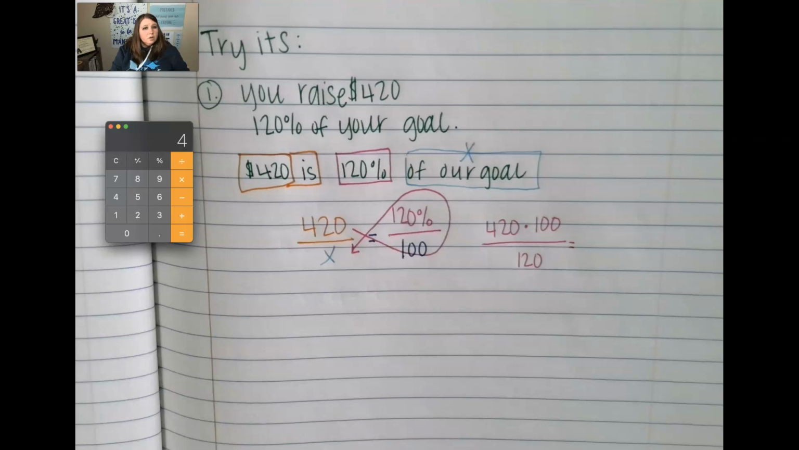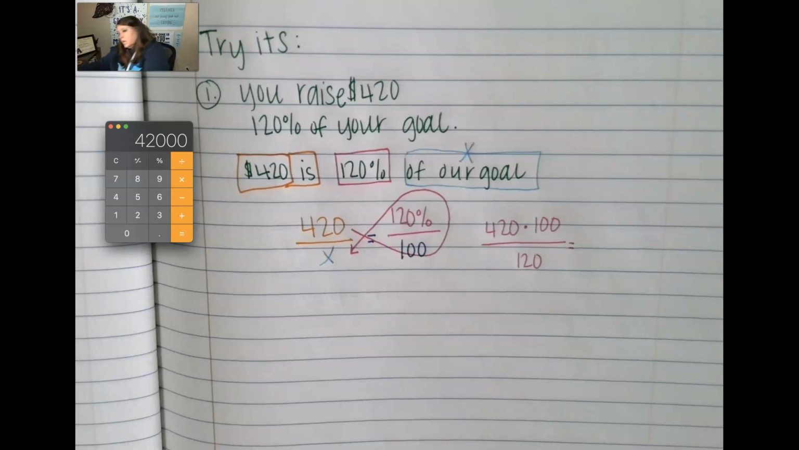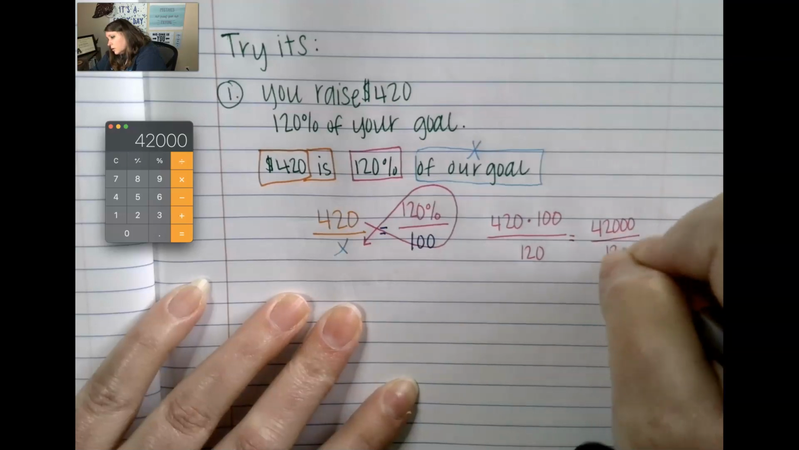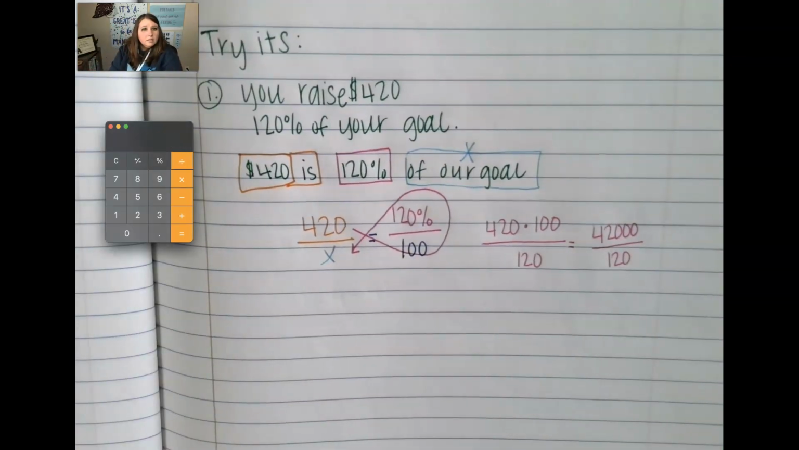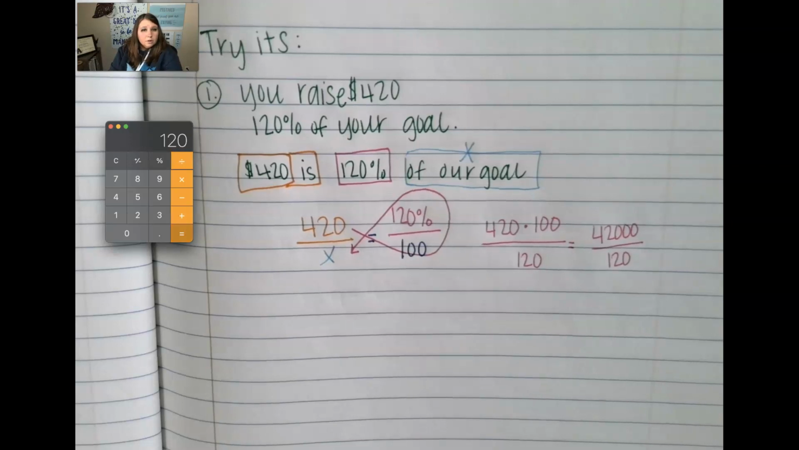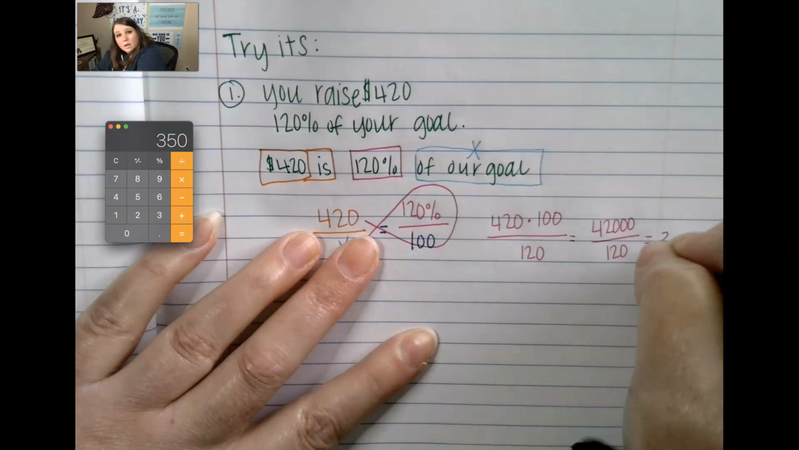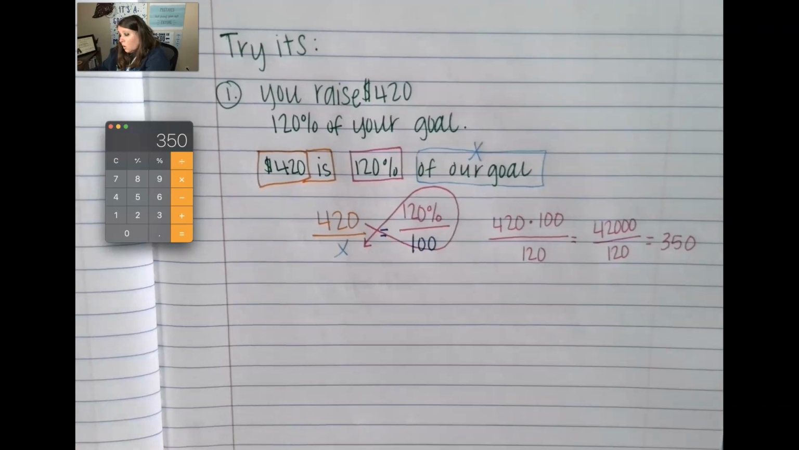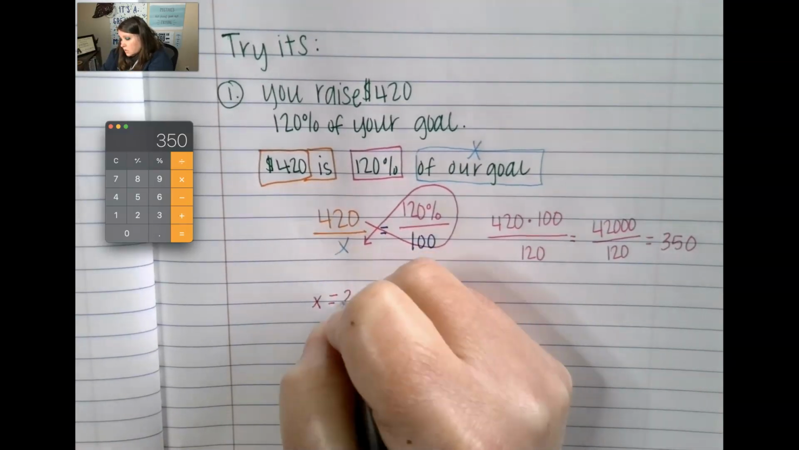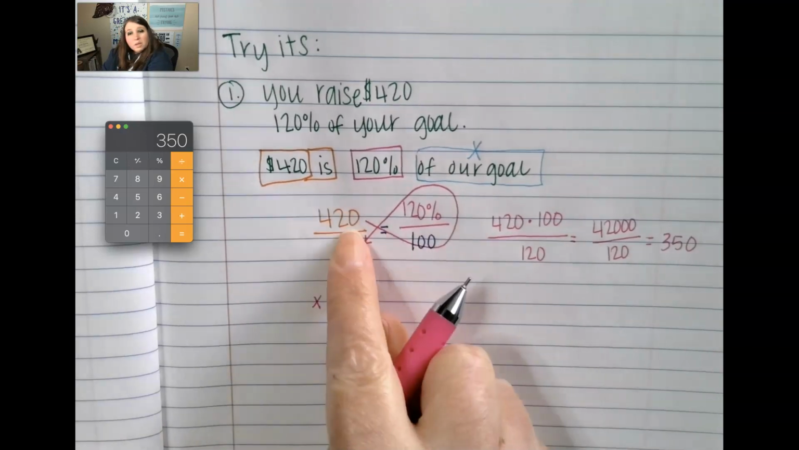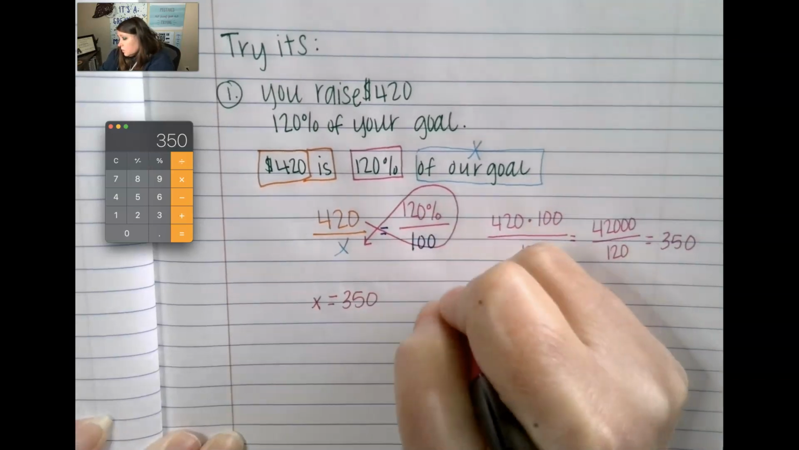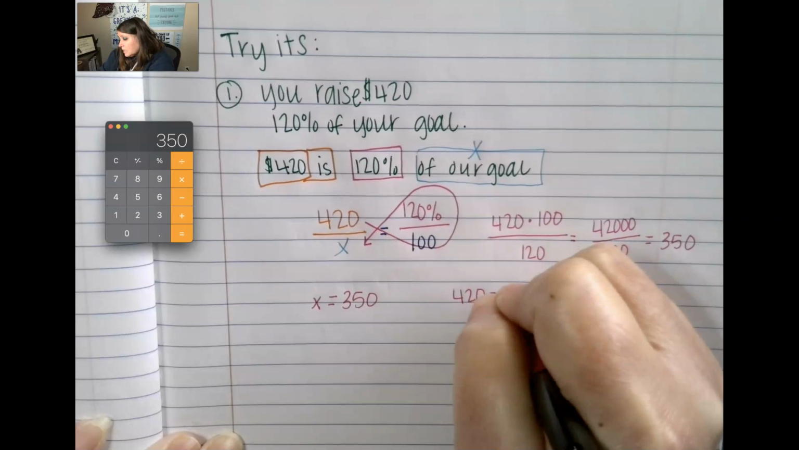All right, so we have $420 times 100 equals 42,000 over $120. So we're going to divide this by $120. This gives us $350. So our total, this was our goal. Our goal, X, was $350. But look, we raised $420, which is more. That's because it's 120%. So we're going to do 420 minus 350.